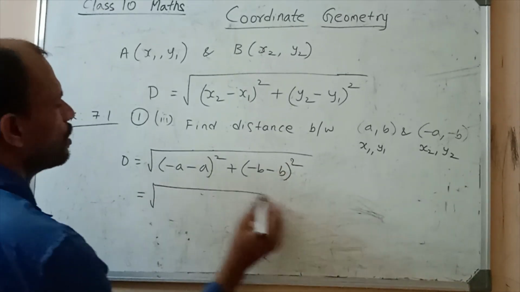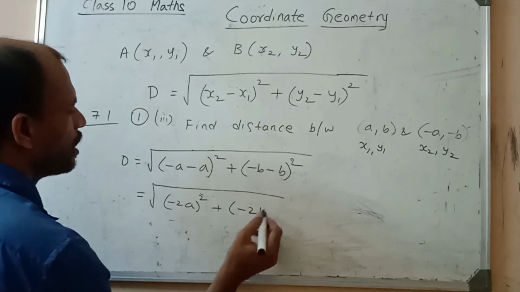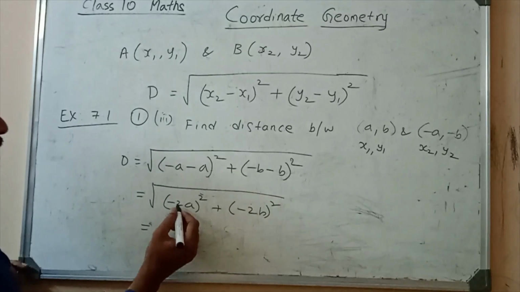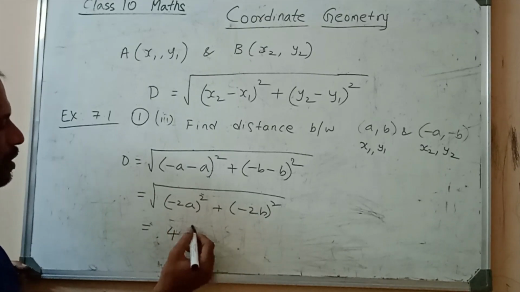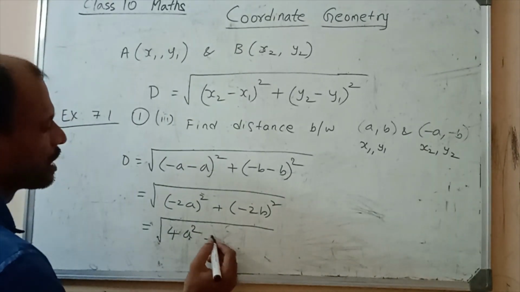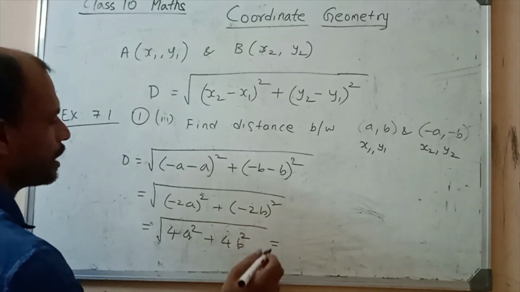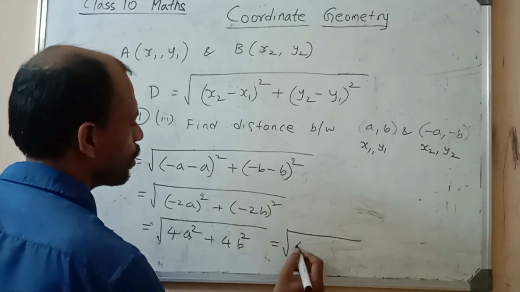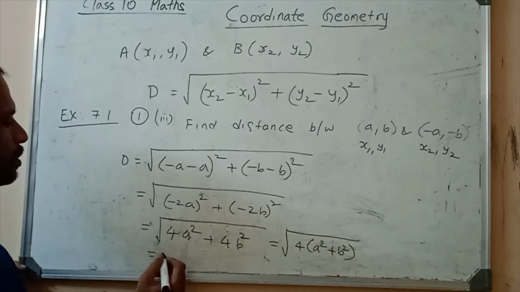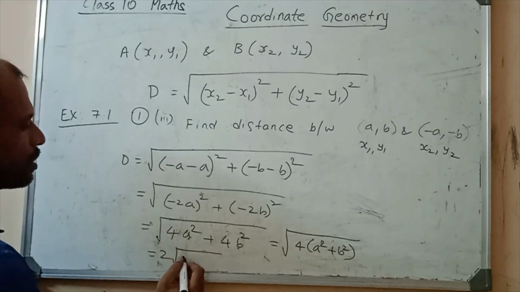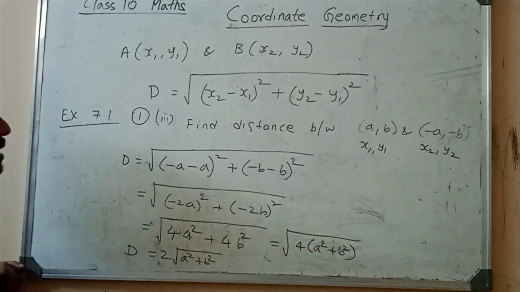So finally it is equal to (minus 2a) the whole square plus (minus 2b) the whole square. If you square minus 2, you will get 4, and then a becomes a square. So root over 4a square plus 4b square. Here you can take 4 outside, root over 4 of (a square plus b square). So root 4 will become 2, and the remaining will be inside the root only, root of a square plus b square. So this is the distance between the given coordinates.